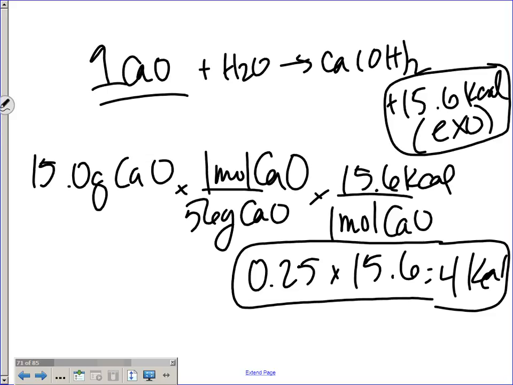Yes. Where'd you get 0.25 from? I did 15 divided by 56. I approximated there. That's not exact. Okay, so that's a thermochemical equation that I would expect that you'd be okay with.